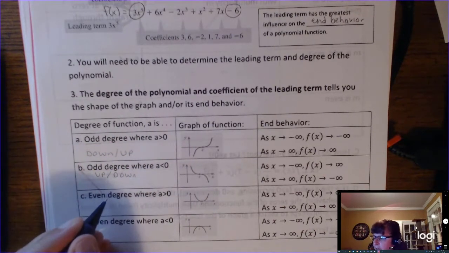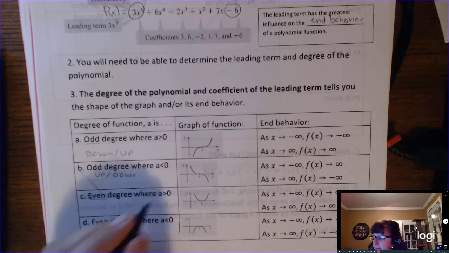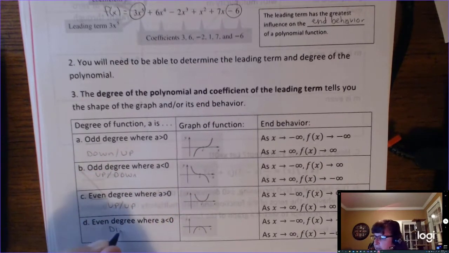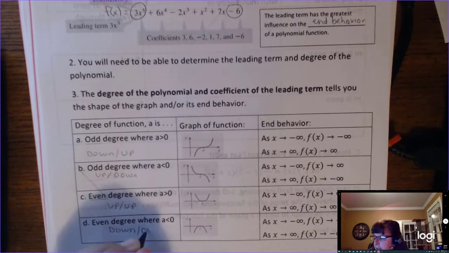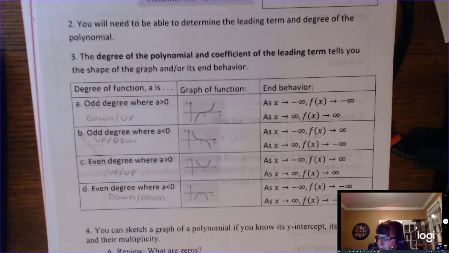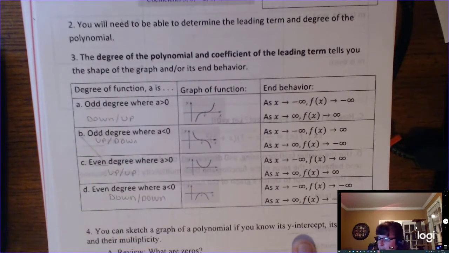If it's an even degree, remember it's the same. If a is positive, it'll be up, up, and if it's even degree and a is negative, it's going to flip and be down, down. Then we're going to be able to find the y-intercept, the zeros, and their multiplicity.